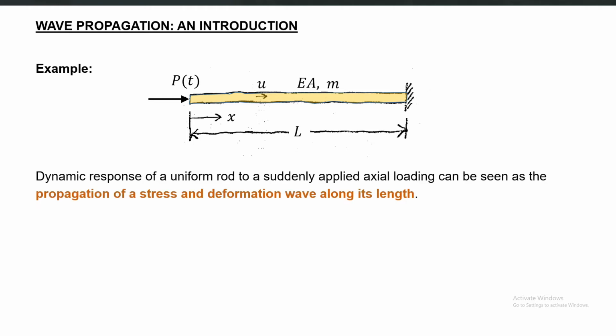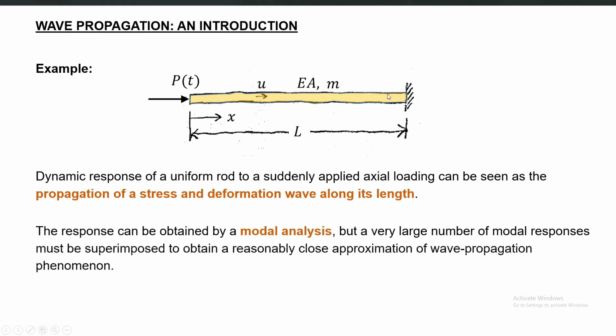The dynamic response of a uniform rod to a suddenly applied axial loading can be seen as a propagation of a stress and deformation wave along its length. So if you apply the impulse load, a sudden load at one end of this axial rod, you can see the deformation and the stress propagating or traveling from that point to the other end. And this is what a wave is.